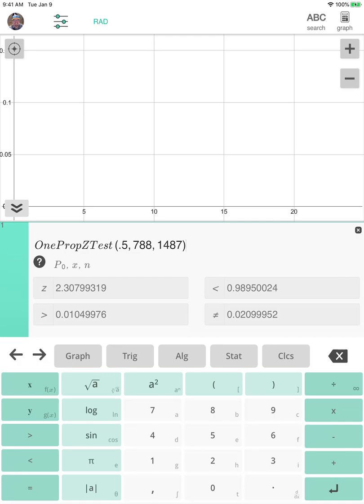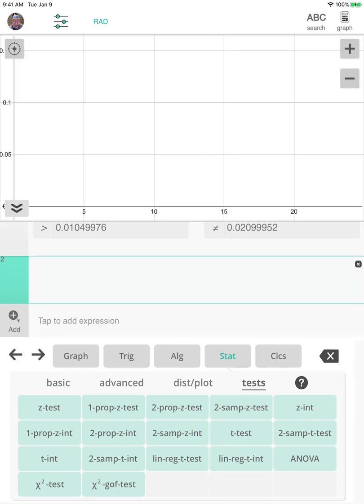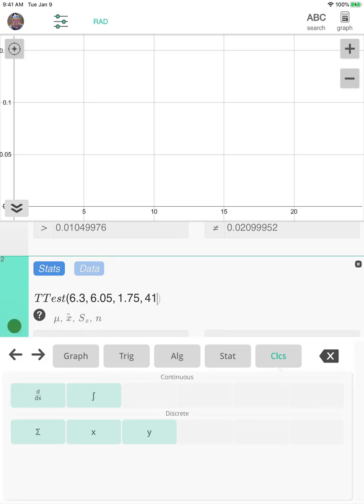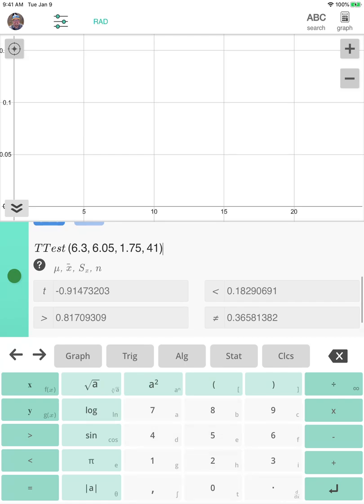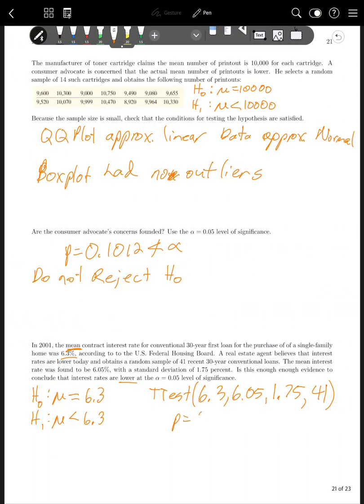Okay, so we can do stat, test, t-test, and then we put in the data we just said. So 6.3, 6.05, 1.75, and 41. When we do that, we get all three answers and the test statistic. And we thought it was lower, so that would be 0.1829. So our p-value is 0.1829, and so that is not less than alpha. So we do not reject.